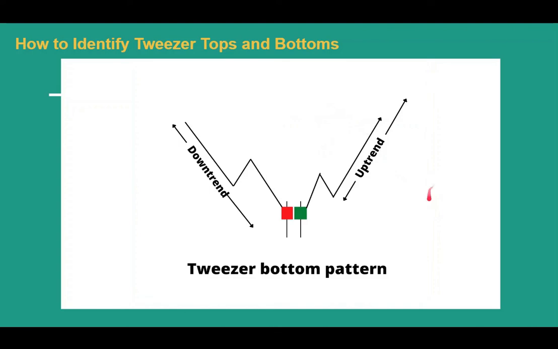Let's move to tweezer bottom patterns. The tweezer bottom pattern is the opposite version of the tweezer top and appears in a downtrending market. You can see we have a clear downtrend. Price keeps moving down when suddenly a bullish candle, this green one, appears, which seems similar in size to the previous bearish candle. So as a result, a tweezer bottom forms, indicating a possible bullish trend.